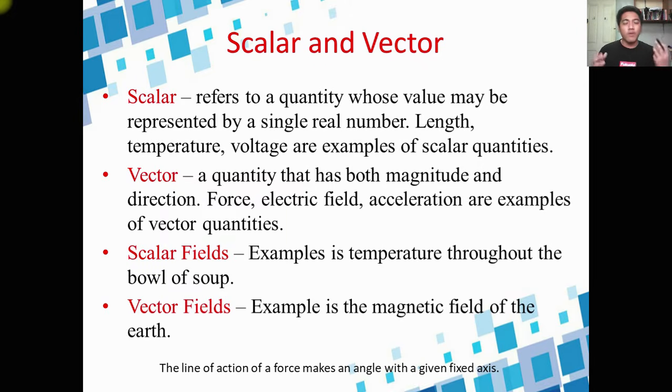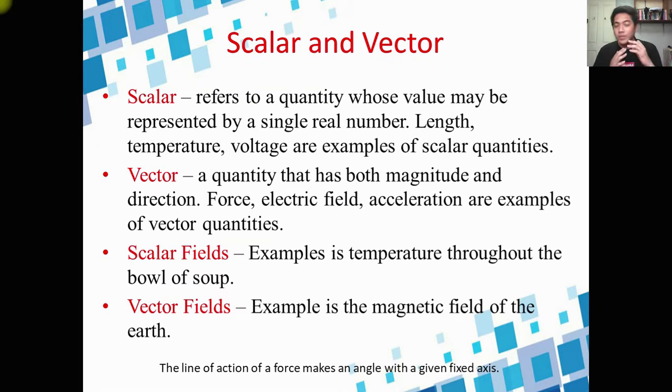So we also have what we call scalar fields and vector fields. An example of a scalar field is the temperature throughout a bowl of soup. All throughout the bowl of soup, the temperature is actually constant. That is a scalar field. We cannot actually get a direction of the temperature because it's a scalar quantity.